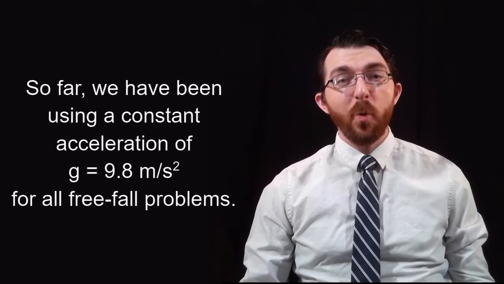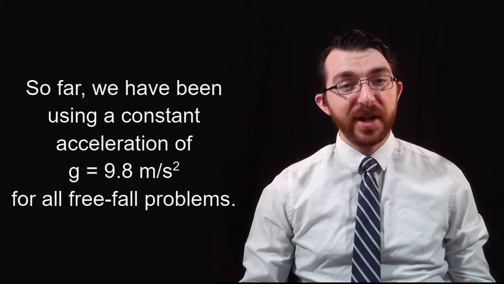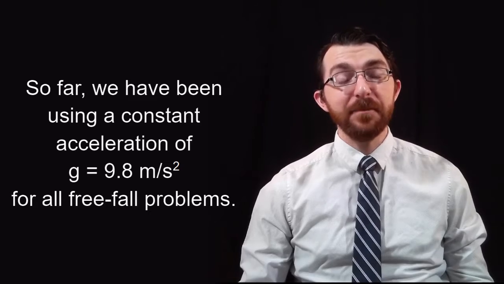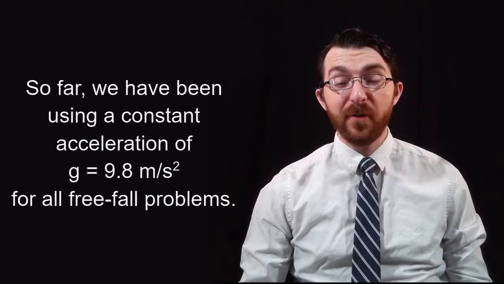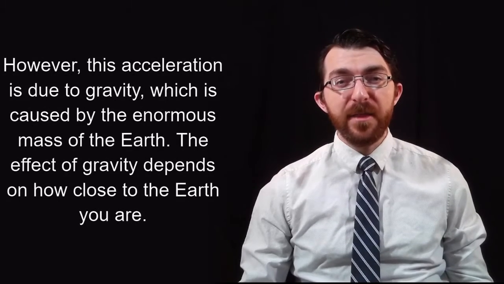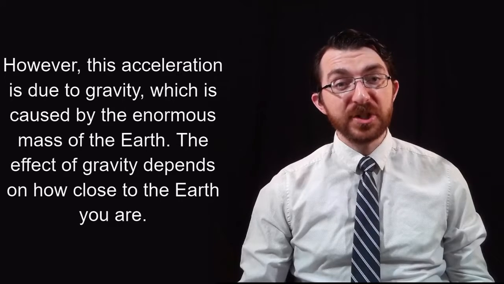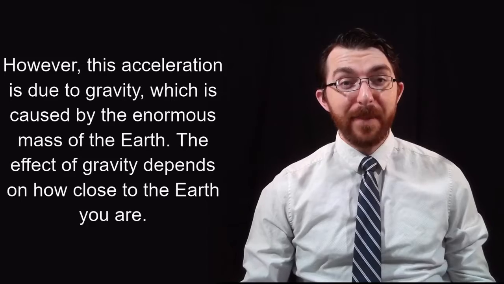So far, we've been using a constant acceleration of g equals 9.8 meters per second squared for all free fall problems. However, this acceleration is due to gravity, which is caused by the enormous mass of the Earth. The effect of gravity depends on how close to the Earth you are.